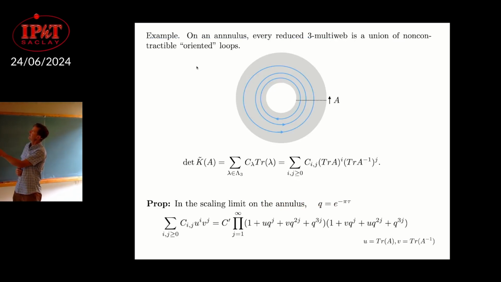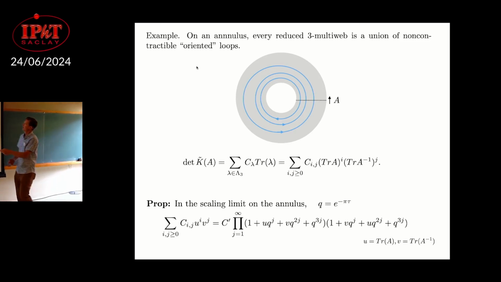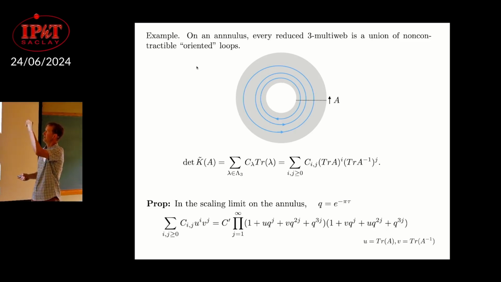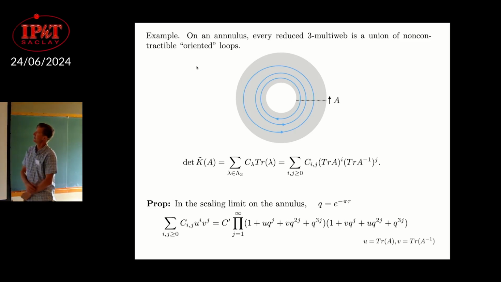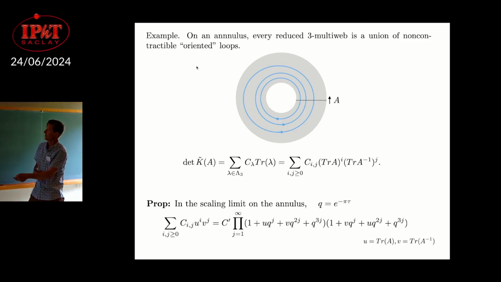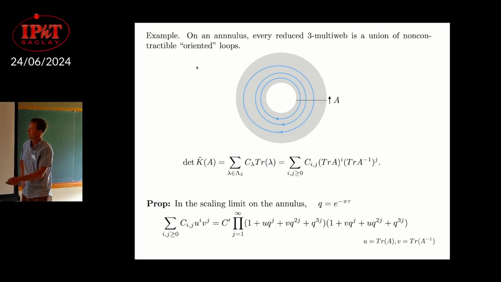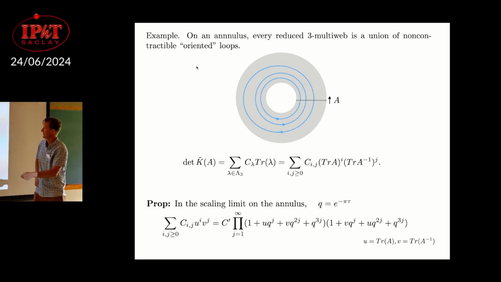Again, on an annulus, every reduced web is a union of loops going around the annulus, except here there's two different kinds of loops. There's the ones which go, starting from a black vertex clockwise, 1, 2, 1, 2, or the ones that go 2, 1, 2, 1. So you can think of those as two different orientations. And again, there's a nice formula when you make a generating function in the scaling limit of the annulus, where Q is the conformal modulus. If you look at a generating function for the number of configurations which have I loops of one type and J of the other type, it again has a nice product formula.